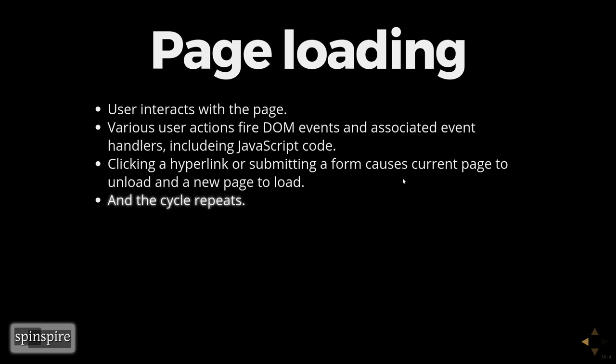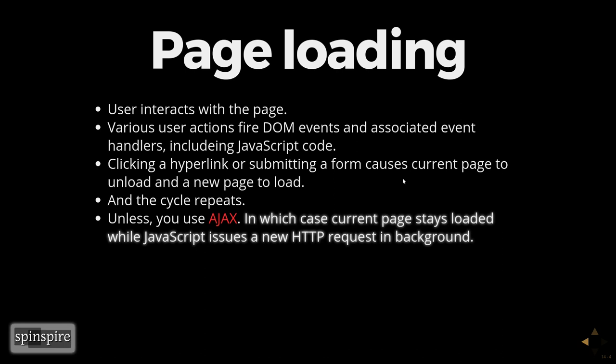Now, once again, a new HTTP request will be issued. That request might give an HTML response, which will have references to other assets. Each of those assets will cause their own HTTP request to be executed, and so on and so forth. The cycle repeats, which is unloading of the page and loading of the new page, unless you use AJAX. Now, if you use AJAX, then the current page stays loaded while JavaScript issues a new HTTP request in the background. As opposed to unloading the current page, it keeps the current page loaded, issues an HTTP request in the background, and waits for the response asynchronously. In fact, it doesn't wait for the response, it gives a callback function in JavaScript, which will be invoked when the response comes. All that will be covered in a different session on AJAX.